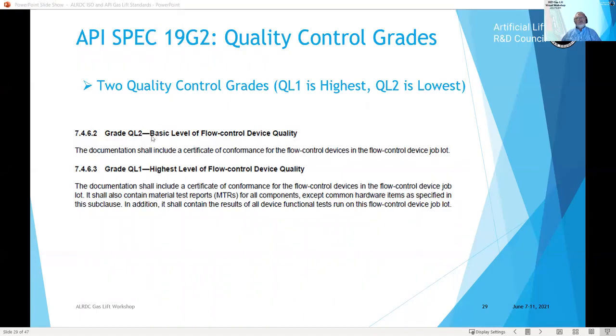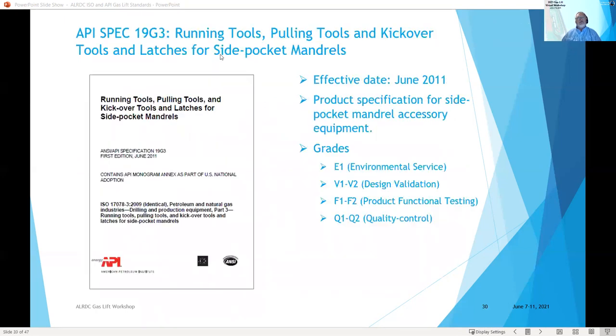So the Spec 2 has two quality control grades, the basic level of flow control device and the highest level. You can read here what the requirements are. So let's move on to 19G3, running tools, pulling tools, and kickover tools, latches for side pocket mandrels. The effective date of this document is June of 2011. It's a product specification for side pocket mandrel accessory equipment, and you can see the different grades that we offer.